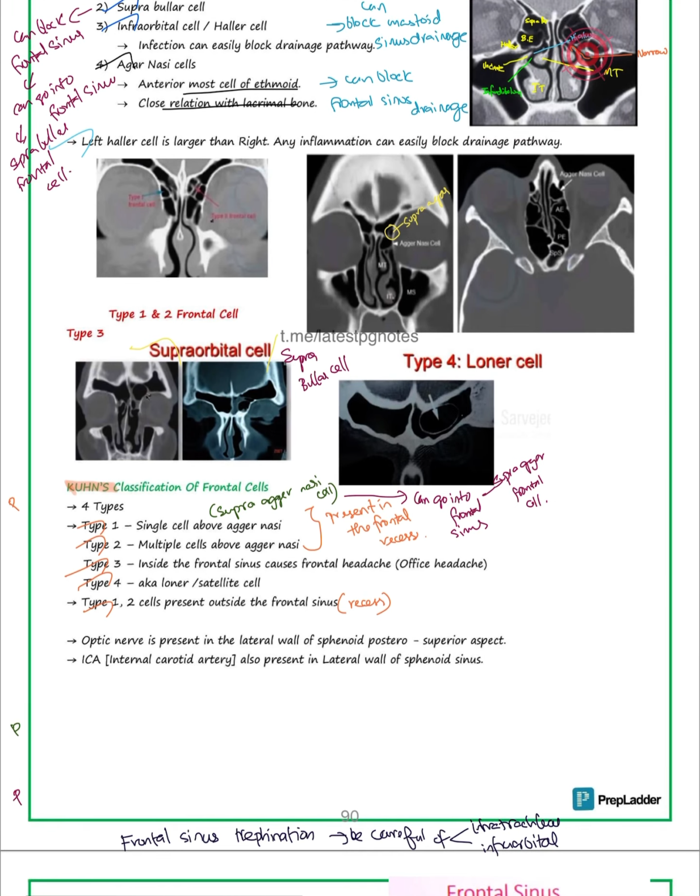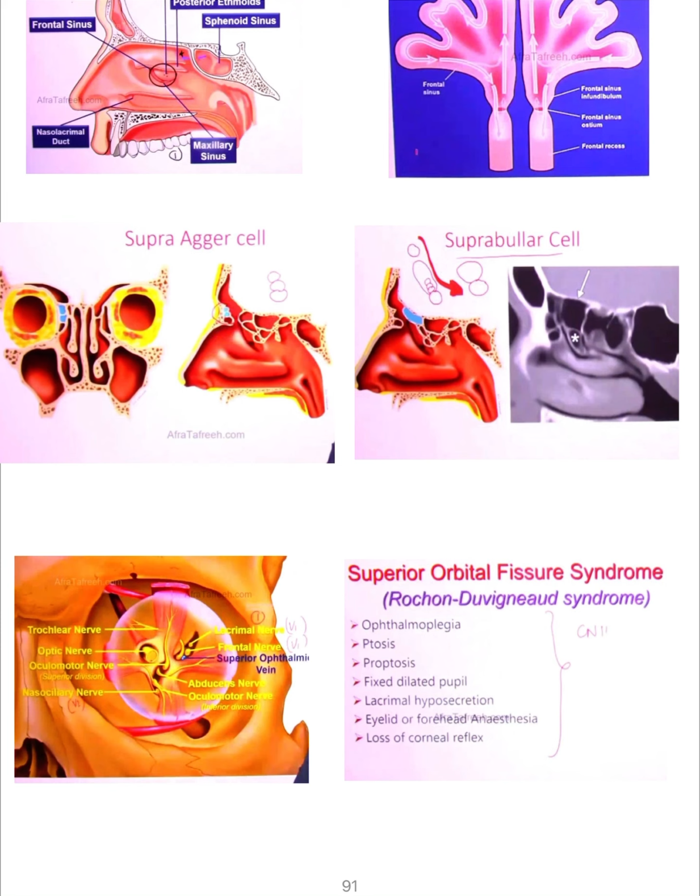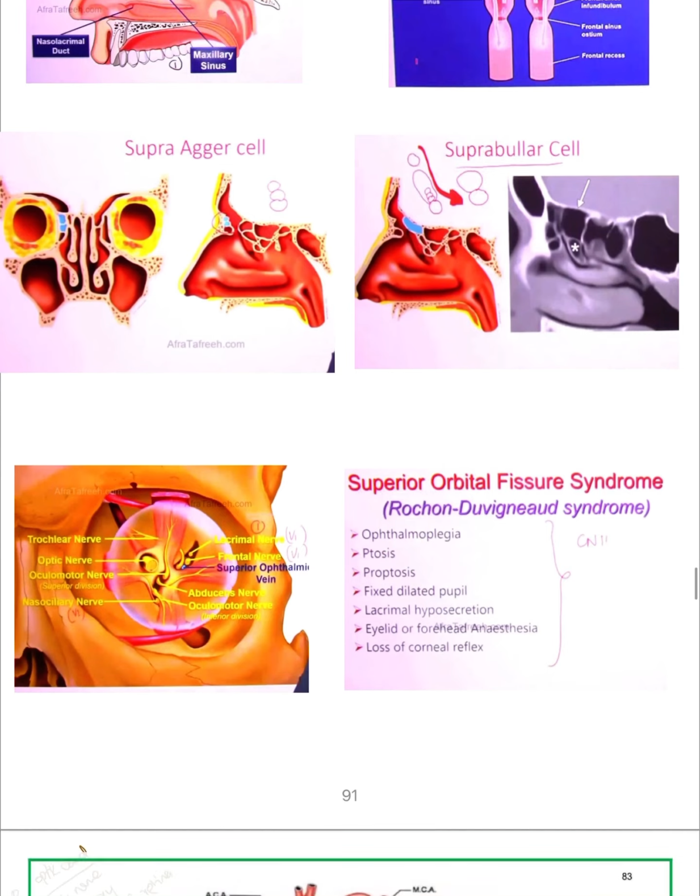Okay, you can see the anterior ethmoid here, posterior ethmoid. Then sphenoid sinus, frontal sinus opening. Then the maxillary sinus opening also in the middle meatus. Then the nasolacrimal duct in the inferior meatus. This is the frontal sinus. This is the supra-agger cell. You can appreciate it here, present in the medial side, not really medial, but in the anterior most. Then the suprabullar cell, part of the anterior ethmoidal.